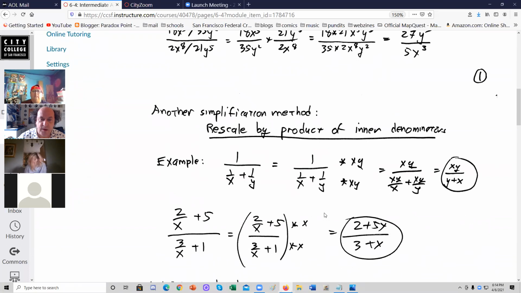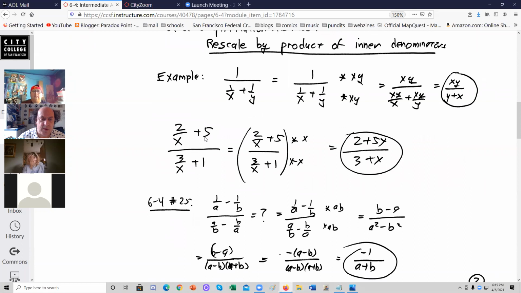There's also a method: rescale the fraction by a product of inner denominators. For example, 1 over 1 over x plus 1 over y. The inner denominators here are x and y, so we multiply above and below by xy. We rescale by xy. 1 times xy is xy. Xy times 1 over x is xy over x. 1 over y times xy is xy over y. Here the x's cancel, here the y's cancel, and we're left with xy over y plus x, product over sum.